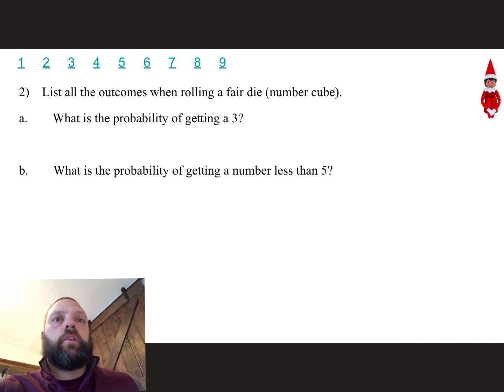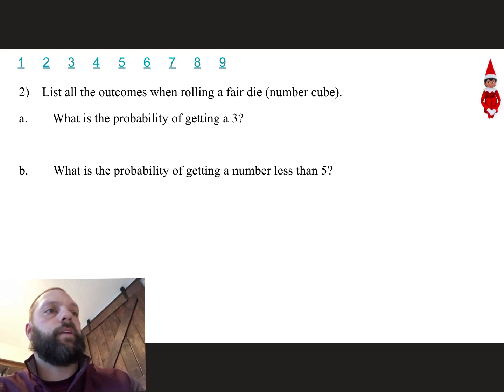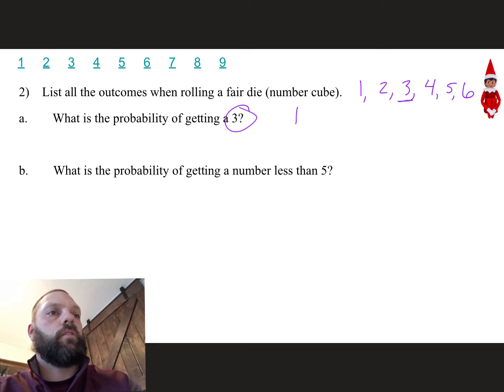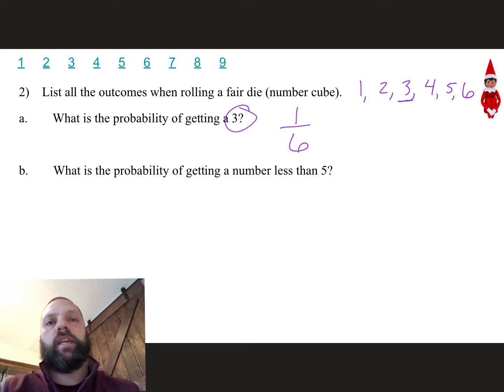Number 2 is now telling us to just list all the outcomes when rolling a fair die. So 1, 2, 3, 4, 5, and 6. What's the probability of getting 3? Well, I only see one 3 here, so that's going to be 1 out of 6. Again, just write it as a fraction.